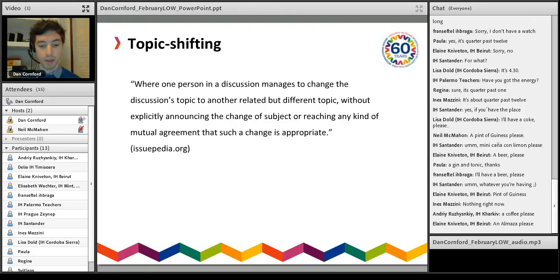A really nice activity that I've used in class to raise awareness of topic shifting and of the language that we use to do this is called obsessions. I can't claim to have come up with this, but I can't remember where I got it from, I'm afraid. I'm going to give you a short explanation of how the activity works, and then we're going to listen to an example that I recorded with a couple of my colleagues.